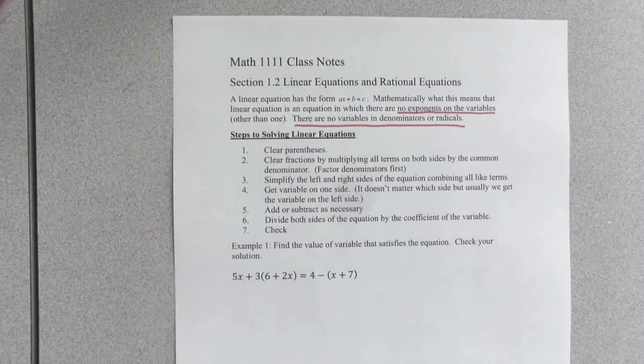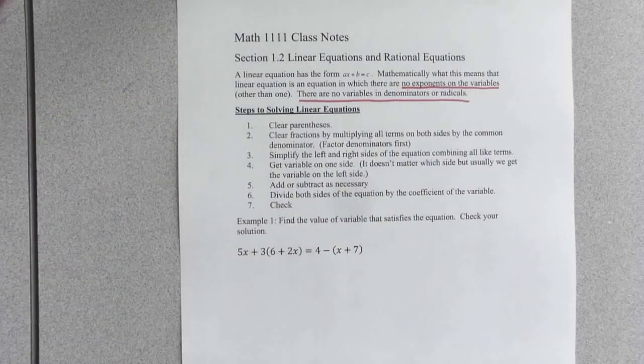3, simplify the left and right sides of the equation, combining all like terms. 4, get the variable on one side. It doesn't matter which side, but we usually get the variable on the left side. 5, add or subtract as necessary. 6, divide both sides of the equation by the coefficient of the variable. And 7, check. That checking step is optional, but if you've got a few moments at the end of a test, check the things that you can check. And we will go over how we can check these things. So 1, find the value of the variable that satisfies the equation.